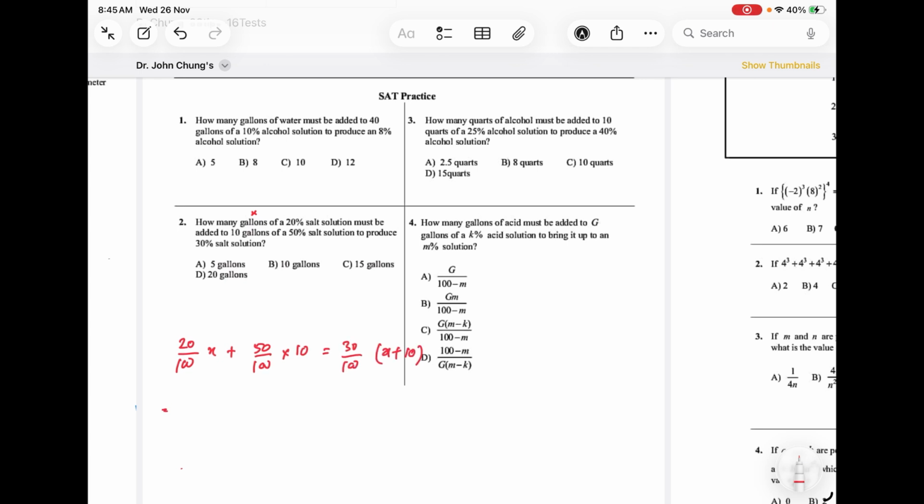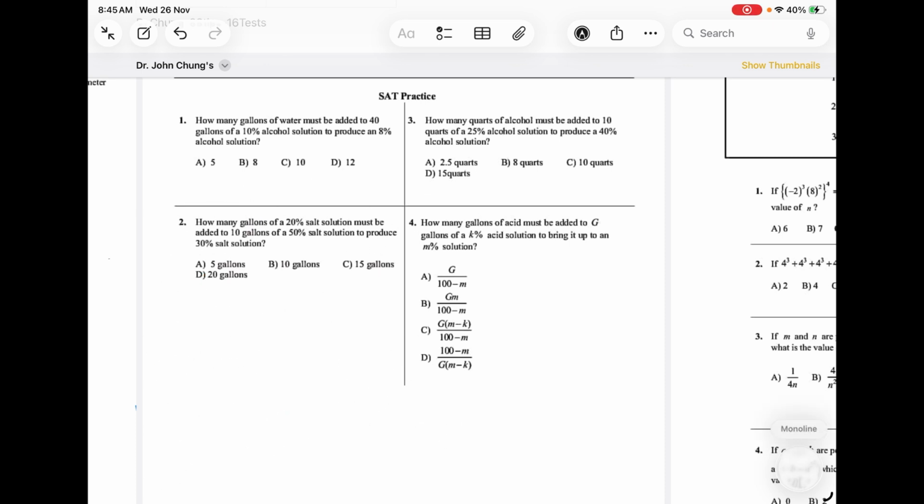Now to simplify this, we first of all cancel all the hundreds in the denominator. We get 20x plus 500 is equal to 30x plus 300. So 500 minus 300 is 200 and this becomes 10x. Therefore x becomes 20, right? So D is the right answer.